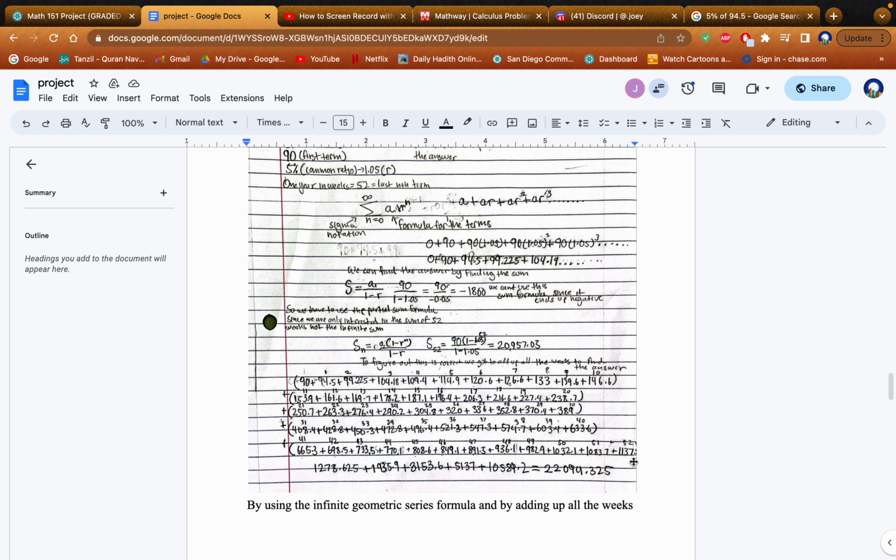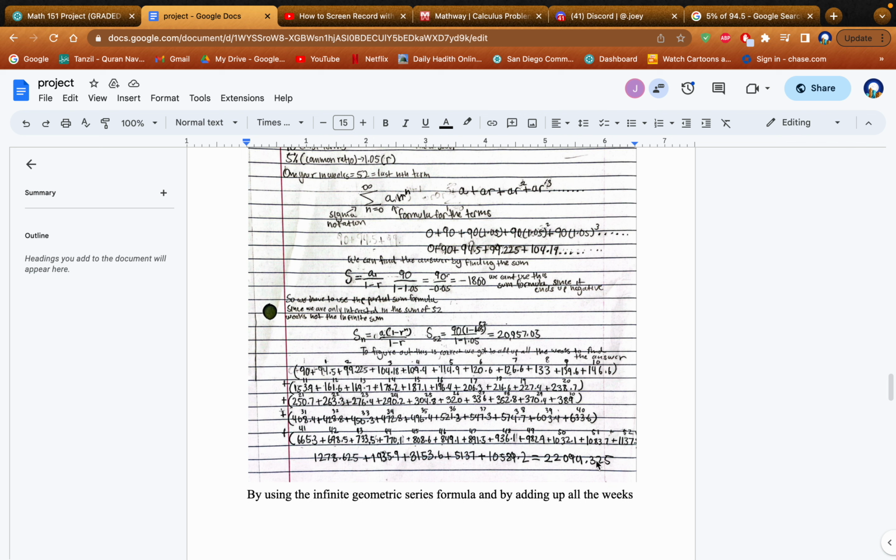what I did is I sectioned them off into parentheses. So from term 1 to term 10 in its own parentheses, plus term 11 to term 20, etc., all the way to 52, to simplify it and make it easier to understand. So here, and then what is our answer? 22,094.325. So that is our answer.